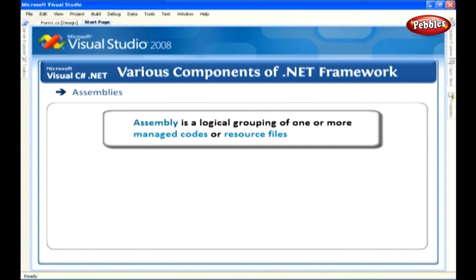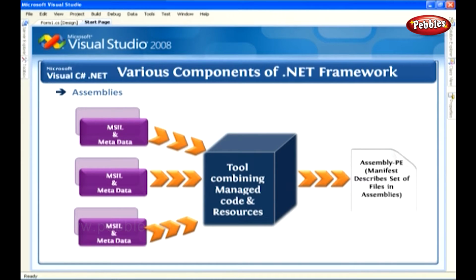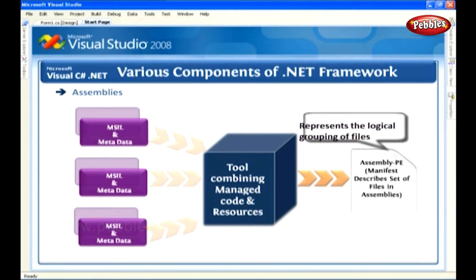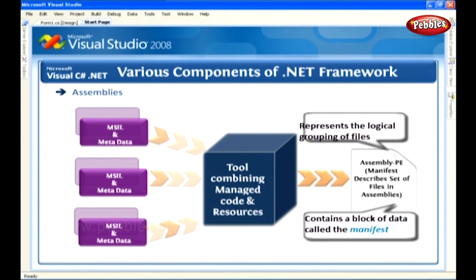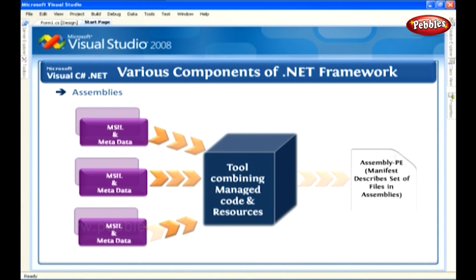Assemblies. An assembly is a logical grouping of one or more managed codes or resource files. In this figure, we are passing the file names of some managed modules and resource, or data files, to a common tool. Now this tool produces a single PE, portable executable file, that represents the logical grouping of files. This PE file contains a block of data called the manifest, which simply is just another set of metadata tables. Now these tables describe the assembly.